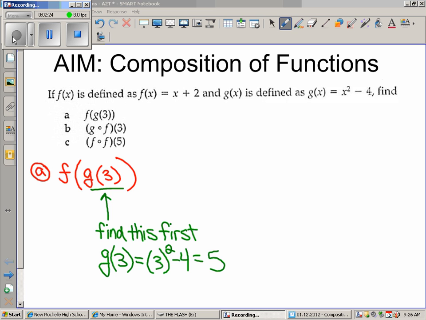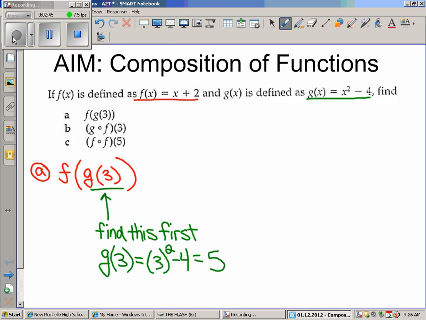Some people are having some problems finding it. I'm taking it from that equation right there. There are two separate equations, one in green, one in red. I just took the green one. I found G at 3, which means I took the G equation, subbed 3 in for X, and found out how much it was. It was 5.